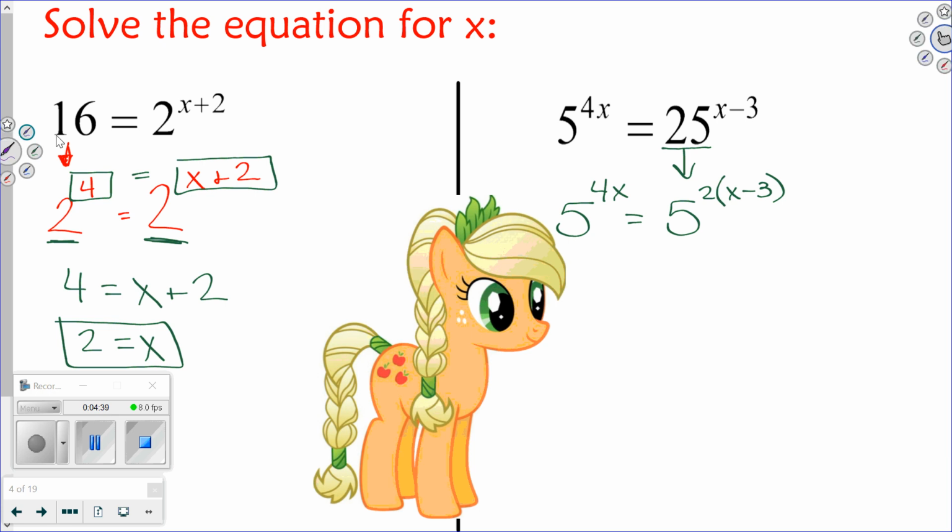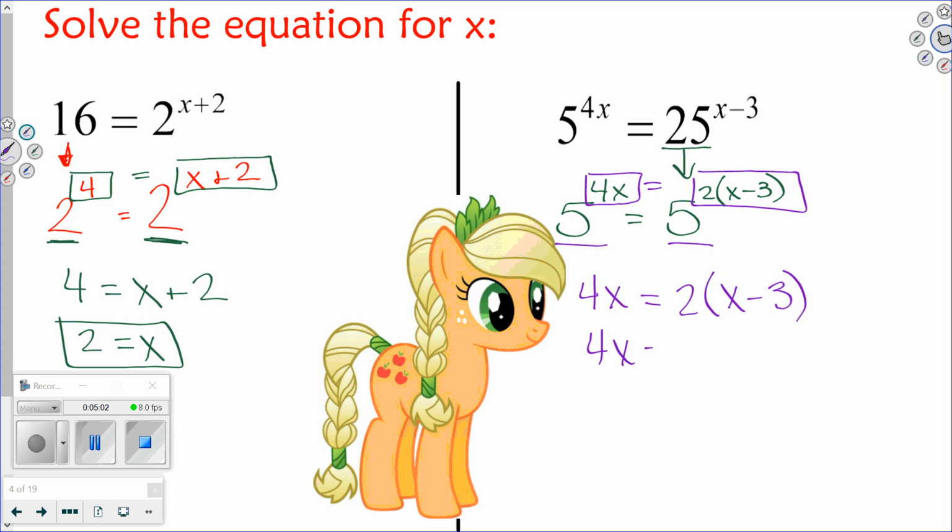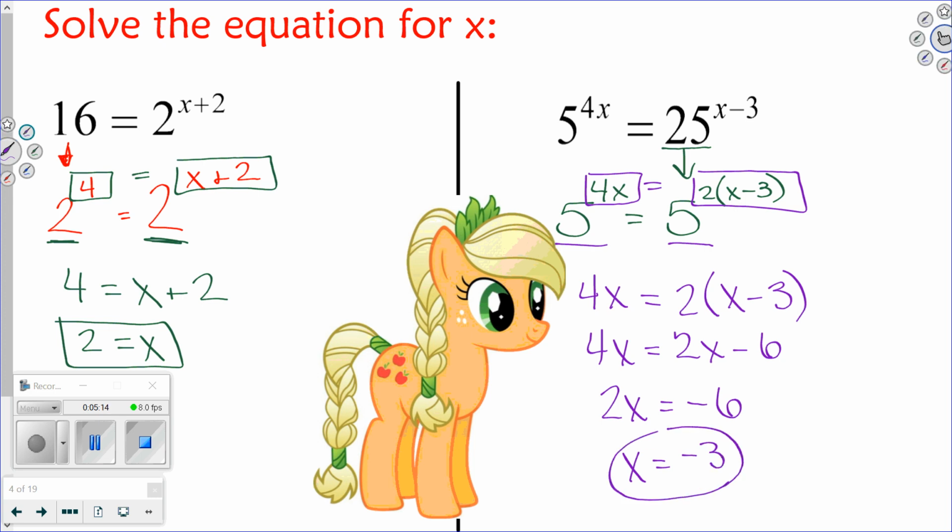Okay, so the big thing is you want to try to rewrite your bases so that they are the same. And then once they are the same, I know their exponents. Right? These are the same. So then this must equal that. So 4x must equal 2 times x minus 3. And then we just solve from there. So we'll distribute, we get 2x minus 6. Subtract the 2x over. So 2x equals negative 6. So then x equals negative 3.